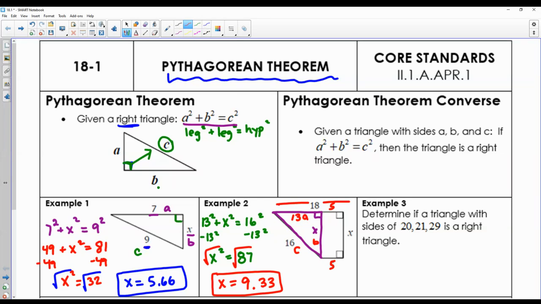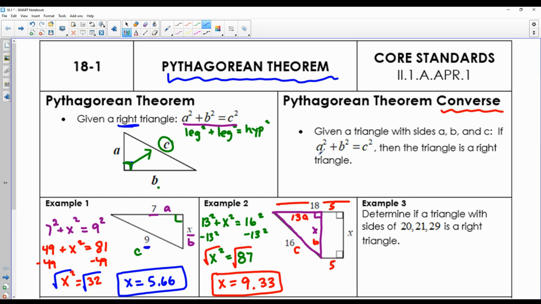All right, welcome back. We are now going to talk about the Pythagorean theorem converse right here. Now, converse, remember, just goes backwards. With the Pythagorean theorem, we had to be told that it was a right triangle before we could say a squared plus b squared equals c squared. So if you've got a right triangle, then a squared plus b squared equals c squared. Pythagorean theorem converse goes the other way.